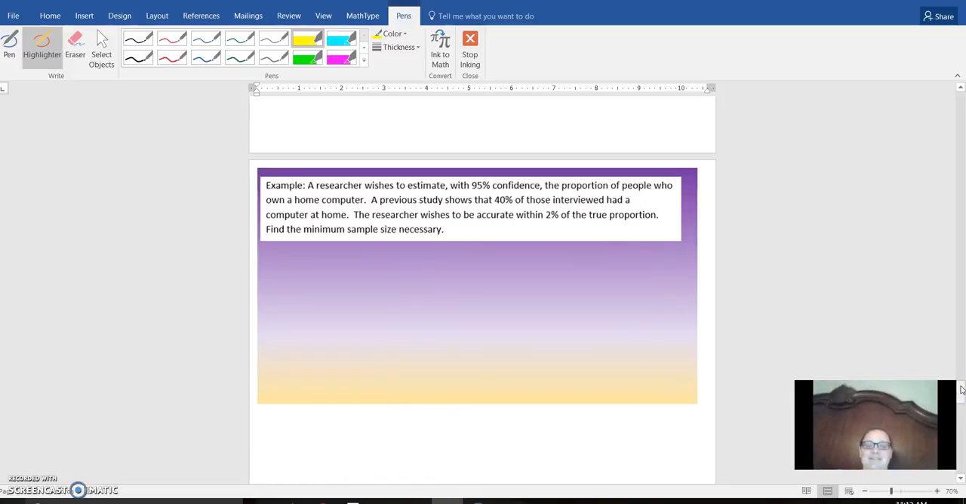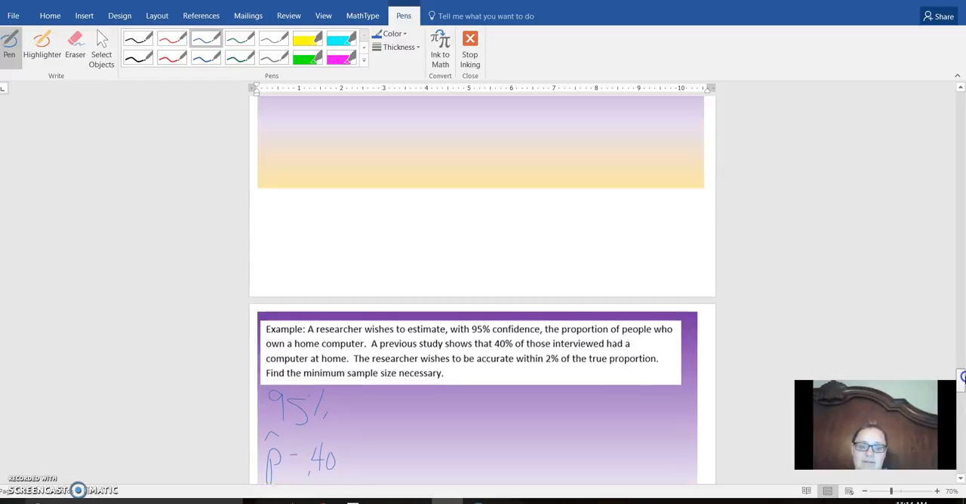All right. So a researcher wishes to estimate, with 95% confidence, the proportion of people who own a home computer. A previous study showed that 40% of those interviewed had a computer. The researcher wants to be accurate within 2 percentage points. So I'm going to change that to a decimal. Find the minimum sample size. All right, so P hat is 0.4, so that means that Q hat is 0.6.